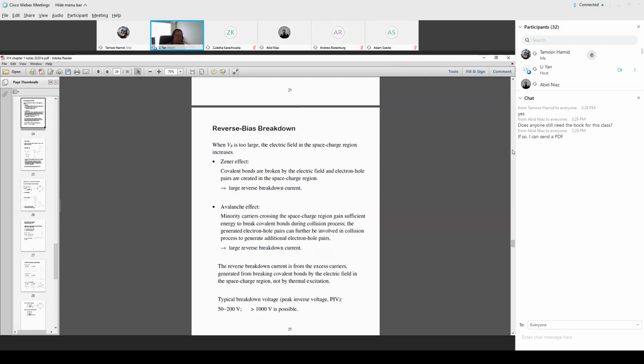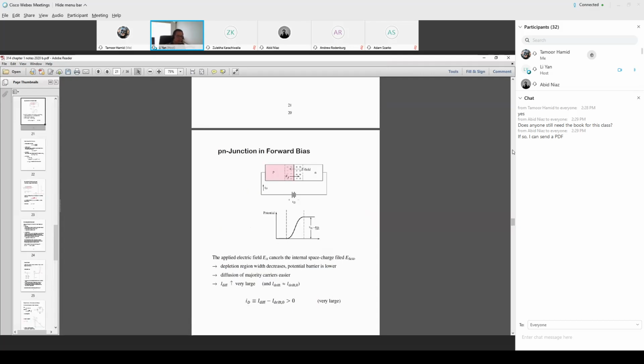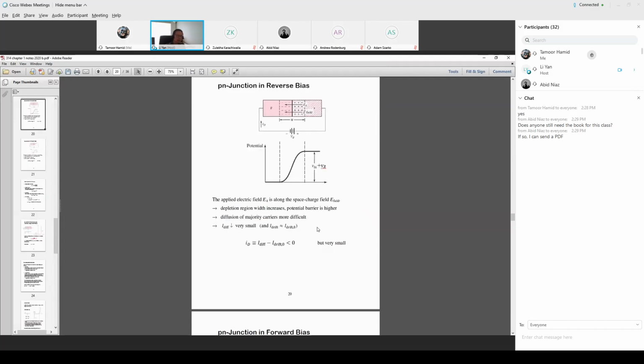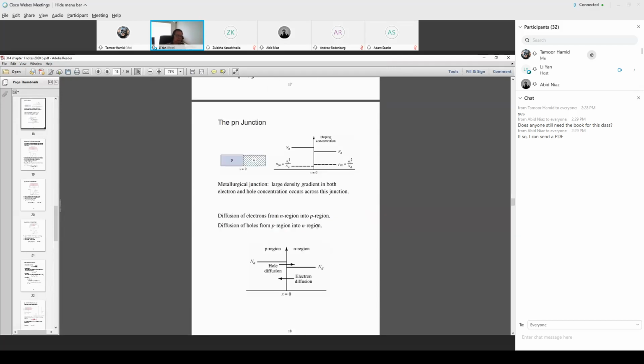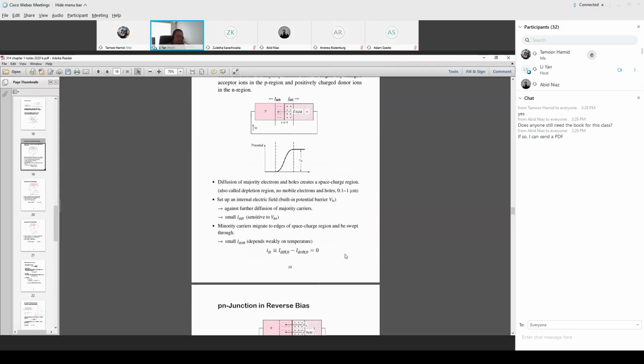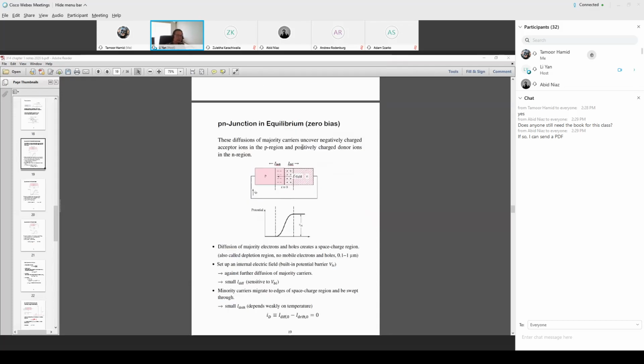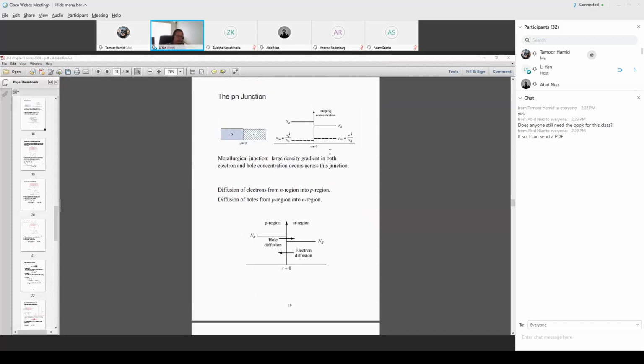Okay, I can go back and review what we did towards the end of the class. Actually, the last class we finished page 19. The PN junction under zero bias, we call that equilibrium. So I can move back one page and review page 18.